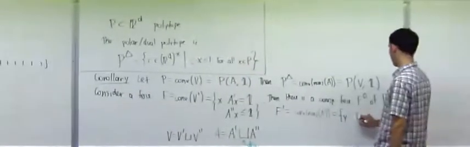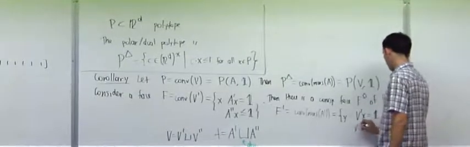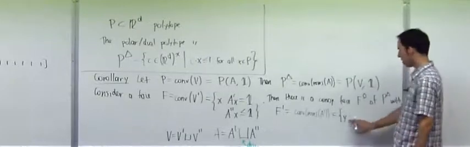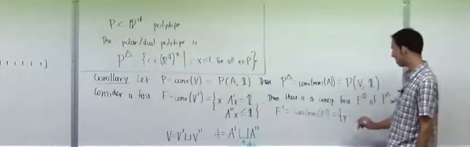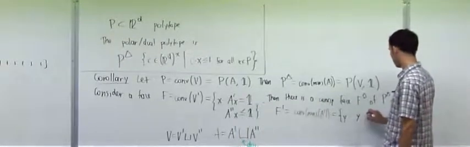So this is the convex hull of the rows of A prime, and it's the y's such that V prime x is equal to 1 and V double prime x is less than 1. y is a row vector, and that means that I have to multiply on the left side for this to make sense.